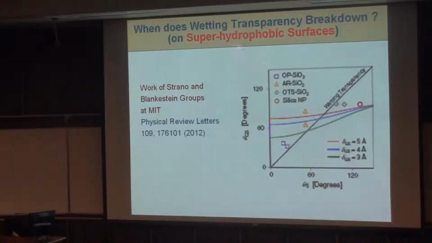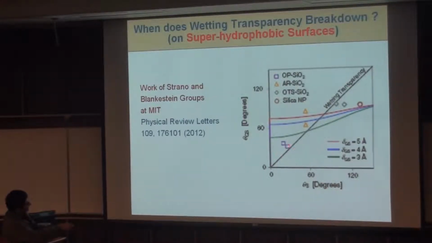Also, it breaks down on a super-hydrophobic surface. So this is a paper that came out last year by the Strano group at MIT. And these guys repeated our experiments, right? So what they did is they took a range of different surfaces, and this is the contact angle with no graphene. This is the contact angle with graphene, okay? If these two are equal, if you have transparency, then the contact angle without graphene and with graphene should be equal, right? So the transparency line should be this line.